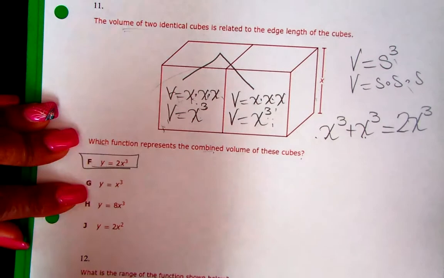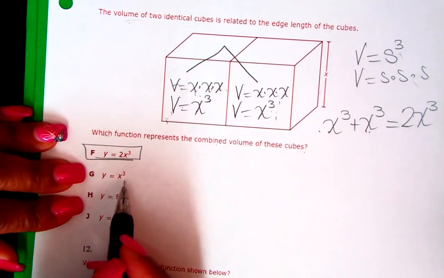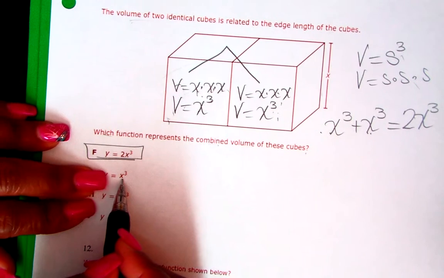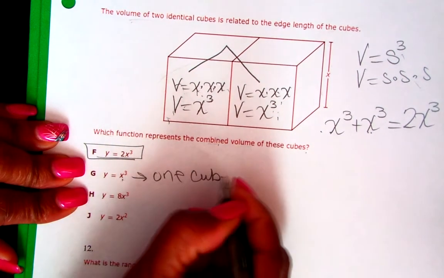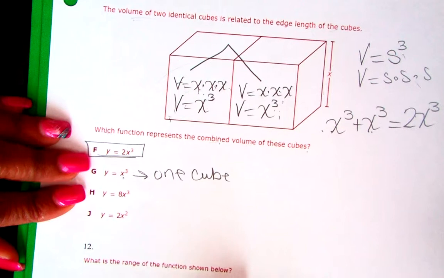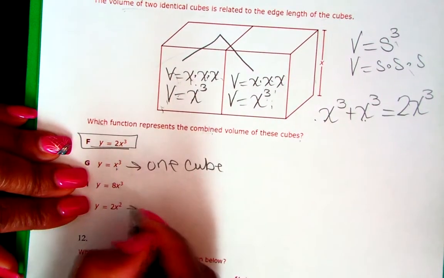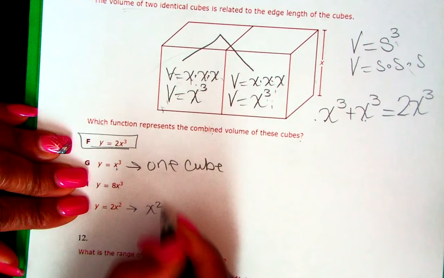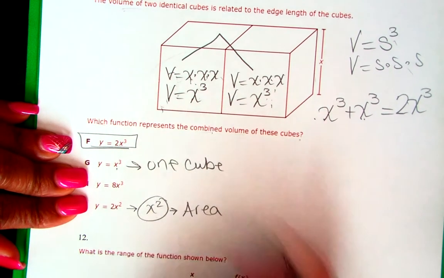And look, they're going to try to get you guys on here. They're going to try to get you on here because you just get 1. This is for 1 cube, okay? That's why sometimes it's good to just go through and work it out. Here, they got x squared. What? This is for area, not volume.